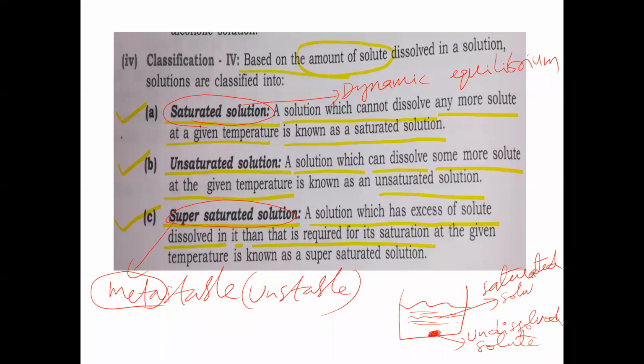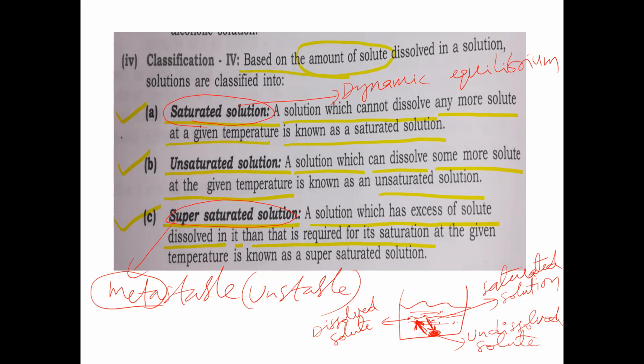Now in this saturated solution, the solute particles are there, the dissolved solute. So dissolved solute is in the solution, and at the bottom some undissolved excess solute is also there. What happens is that from the undissolved state, the particles will go to the dissolved state. And again from the dissolved state, the particles will come back to the undissolved state.